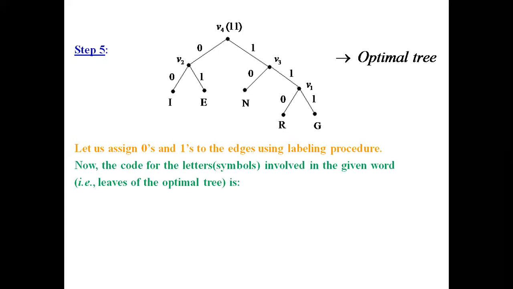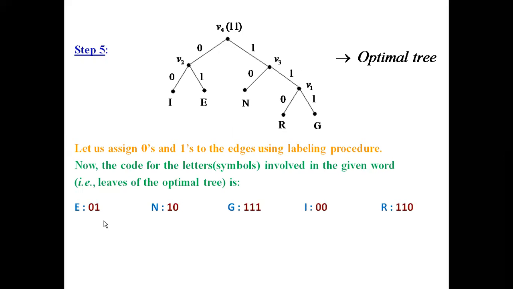Now the code for the letters or the symbols involved in the given word, that is, in the leaves of the optimal tree, we can write down the code now for all the leaves of the optimal tree which are there in the given word. The word engineering has the letters E, N, G, I, R. So they are nothing but the leaves, if you can observe, and all the other new vertices V1, V2, V3, V4, we are not writing the code for them.